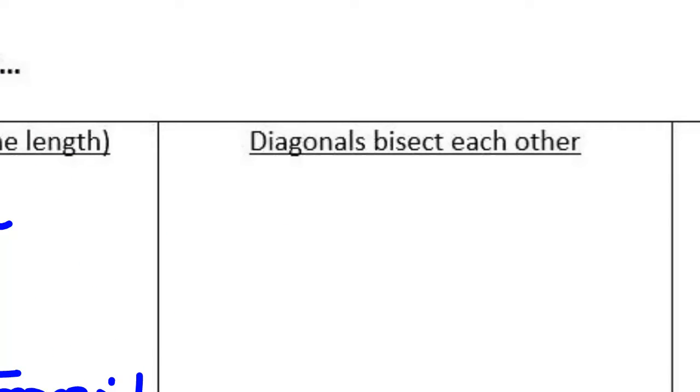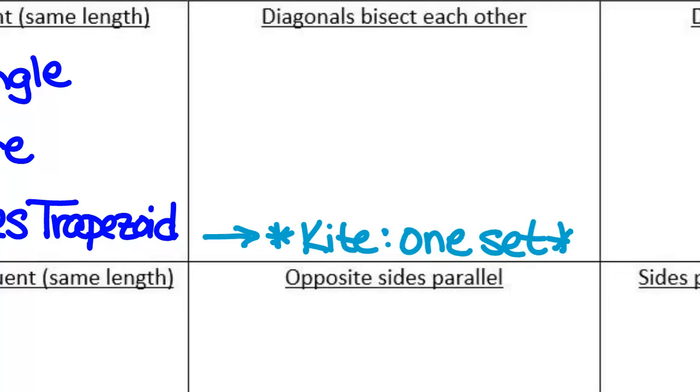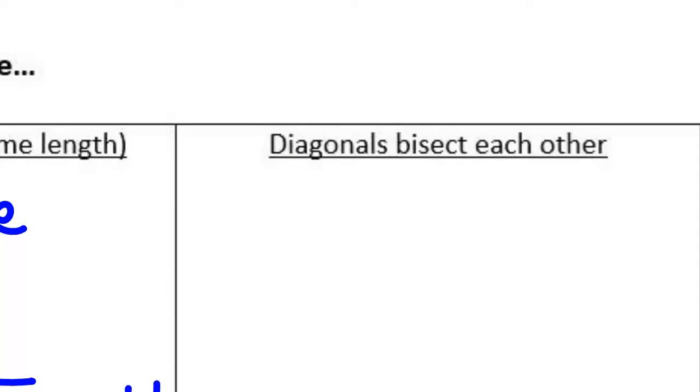Which shapes have diagonals that bisect each other? A kite has 1 set. We're going to put that guy down at the bottom. Which shapes have both diagonals that bisect each other? Parallelogram.